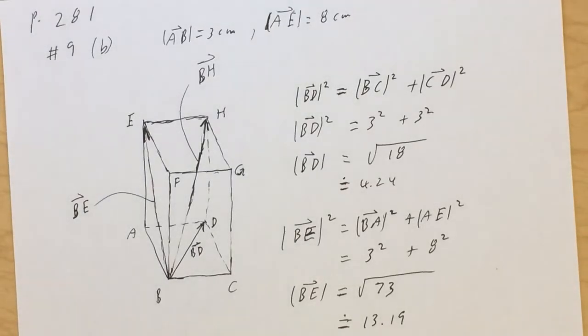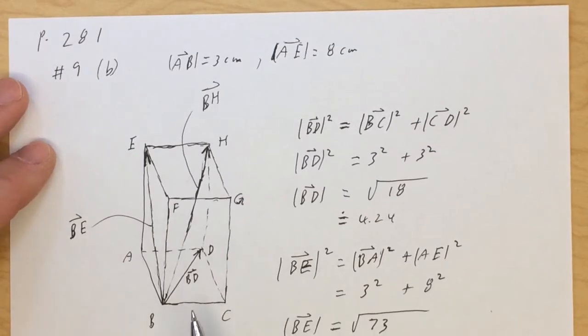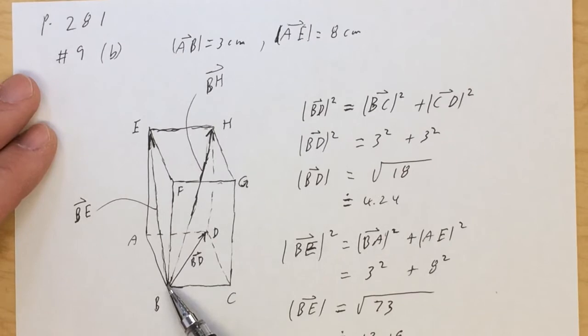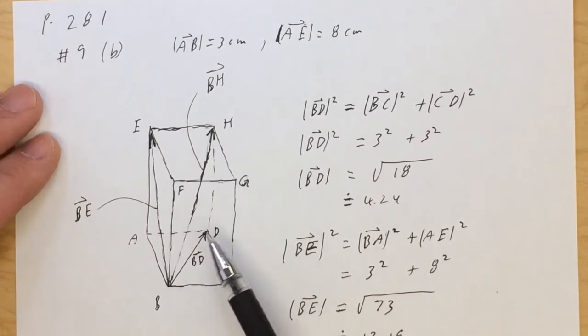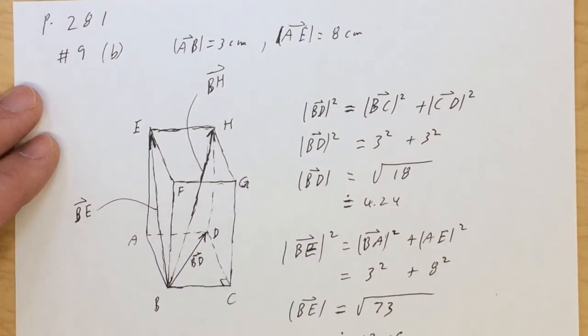Okay, so still looking at 281 number 9b. So finding the magnitude of vector BD. From point B to point D, you're just going to use the Pythagorean theorem, square based. So that means that's a 90-degree angle in there.